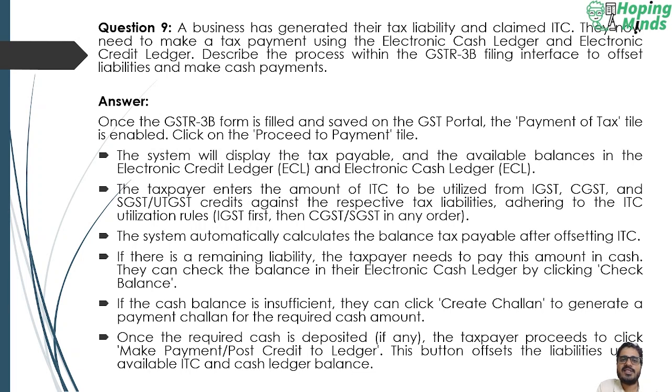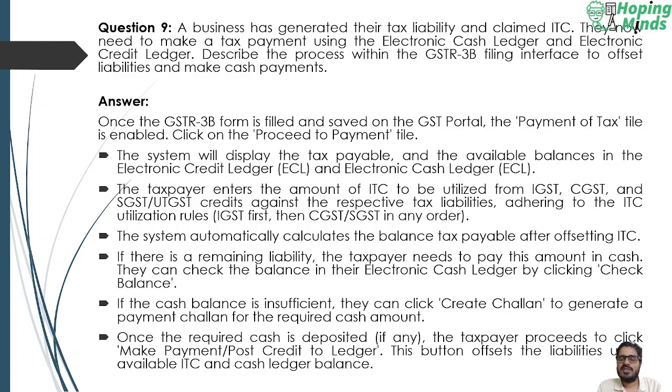Next, a business has generated their tax liability and claimed input tax credit. They now need to make a tax payment using the electronic cash ledger and electronic credit ledger. Describe the process within the GSTR 3B filing interface to offset the liabilities and make the cash payments. So the GSTR 3B return cannot be filed until the output tax liability has been paid in full.